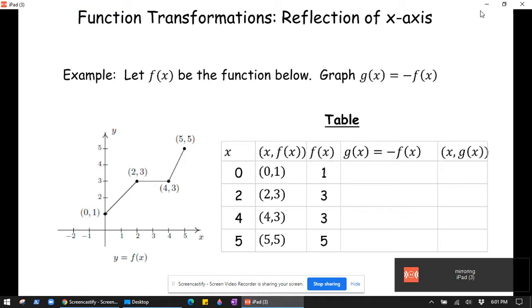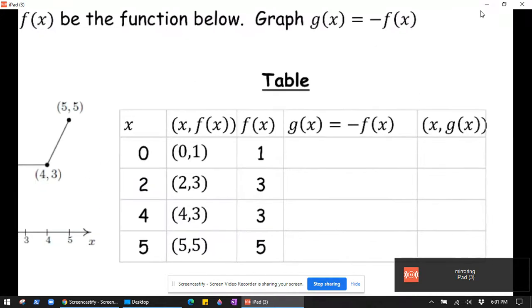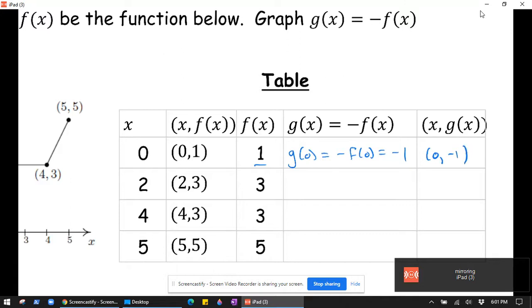We have our x values here on the left. We're going to just input them into g and see what we get. So I see that g of 0 would be negative f of 0, which should be negative 1, because f of 0 is 1. So the point on g of x would be 0, negative 1. Plugging in 2, we see g of 2 equals negative f of 2, but f of 2 is 3, so this is negative 3. So the point is 2, negative 3.